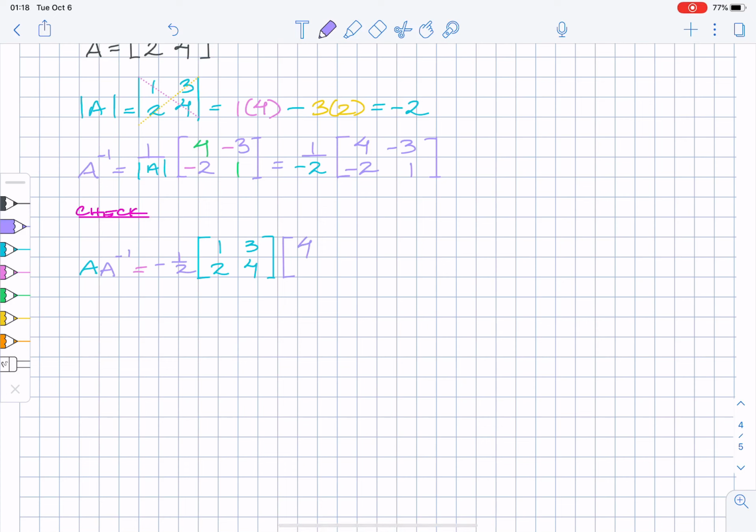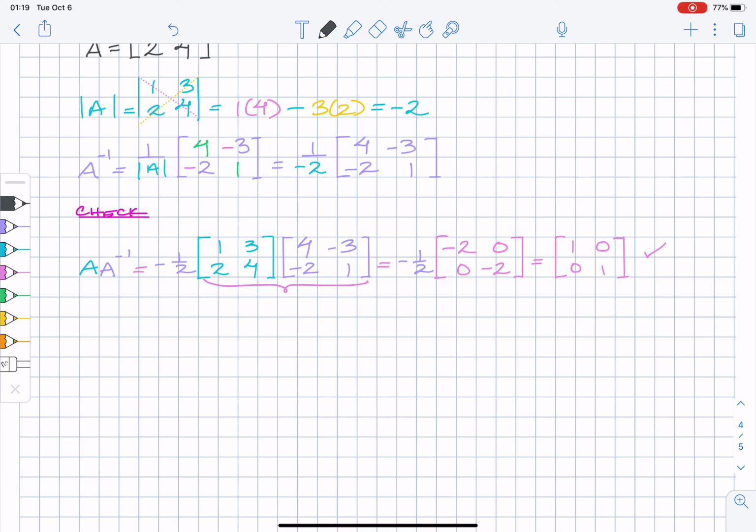And then we have 4, -2, -3, and 1. Okay. So what we get then is -1/2 times the product of these two matrices, which will be 4 minus 6 is -2. 8 minus 8 is 0. -3 plus 3 is 0. -6 plus 4 is -2. So dividing each entry by -2, we do indeed get the identity matrix. So check mark. 1, 0, 0, 1. It works.